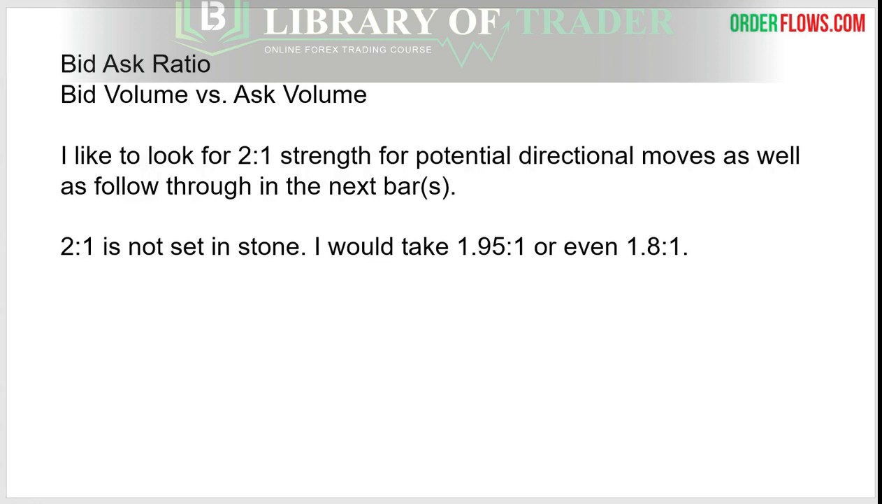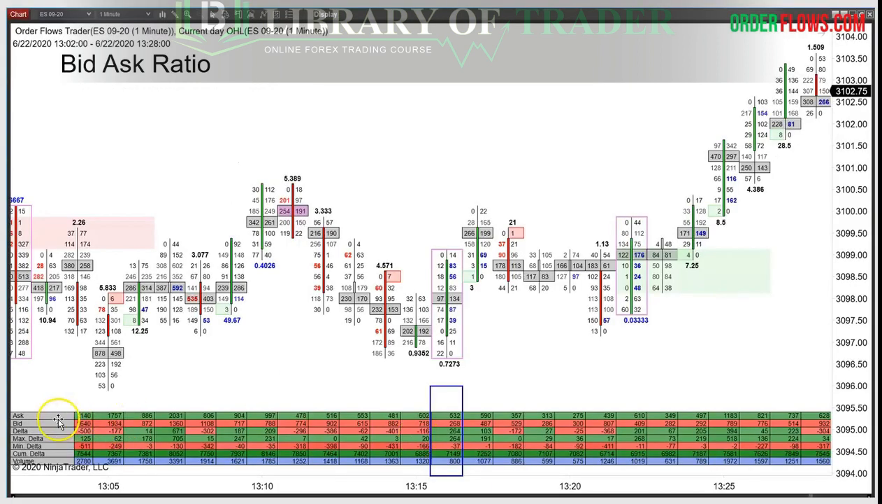Now remember, 2 to 1 is not set in stone. I could take 1.95 to 1 or even 1.8 to 1. Ideally, I like at least double, right? But that's not to say that you can't take 1.5. Again, it's up to you. Find the level that you like, dependent on the chart that you look at. All right. So, for example, this is the bid-ask volume down at the bottom, right? You could have the ask, the bid. Again, it's going to show up around the delta, the max delta. You're not looking at deltas. Bid-ask volume results in the delta.